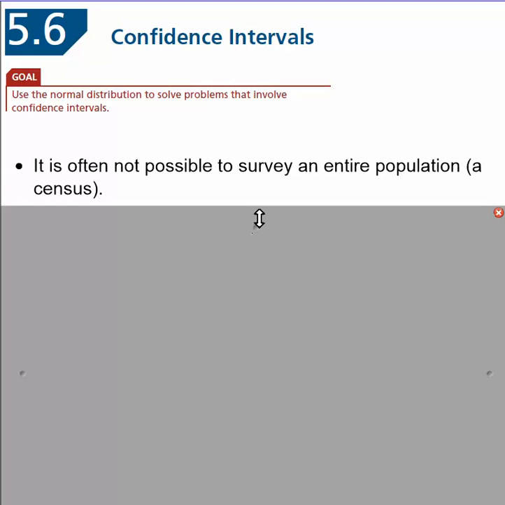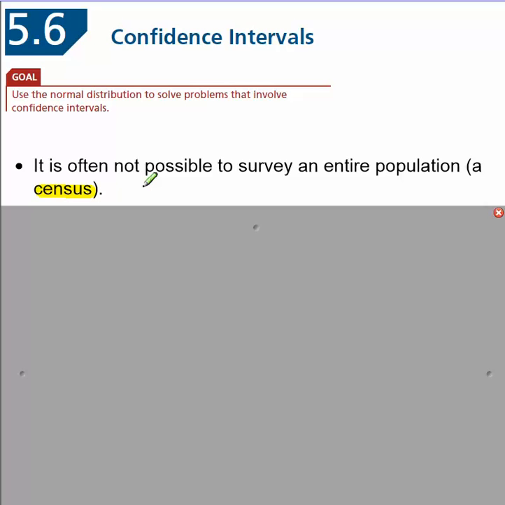So the first point, it's not often possible to survey an entire population. If you're surveying an entire population, that would be called a census. And there are various reasons why a census may not be done. If you're looking at interviewing people in the school on their favorite music group or some item like that, you may not have time, and it would cost a lot of money to carry out an entire census of people.